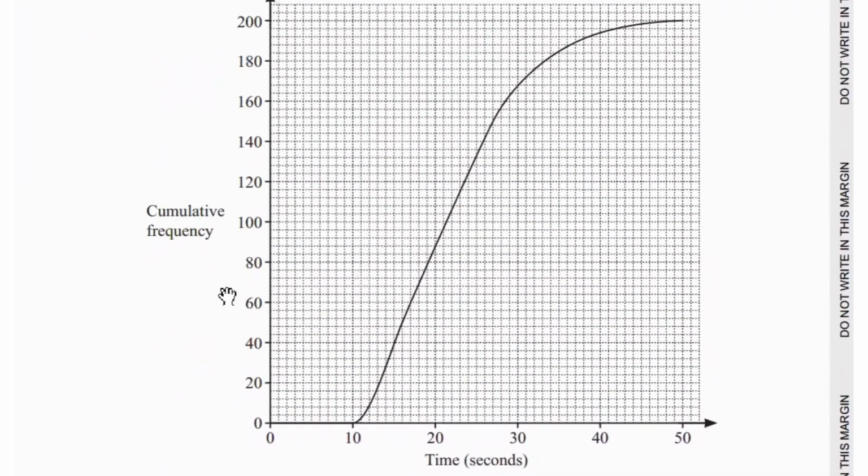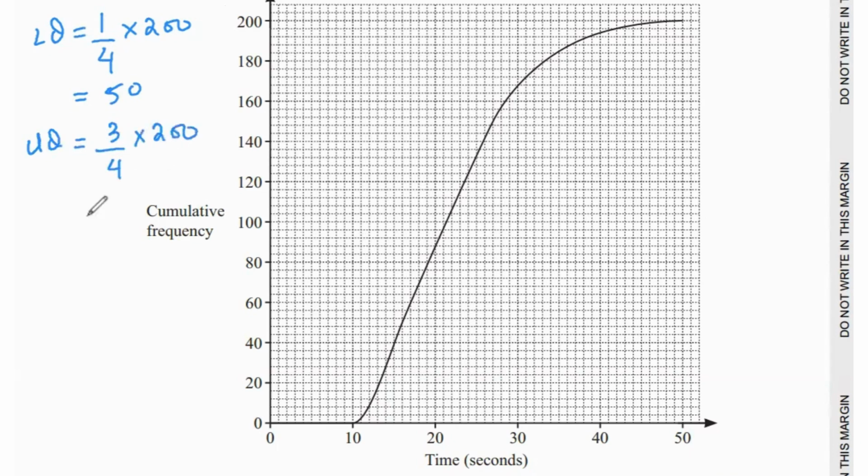So for the interquartile range, we need the lower quartile and the upper quartile. For the lower quartile, we find 1/4 of the total cumulative frequency, which is 200. So that's 50. For the upper quartile, we find 3/4 of 200, which is going to be 150. So basically, we need the 50th value and we need the 150th value.